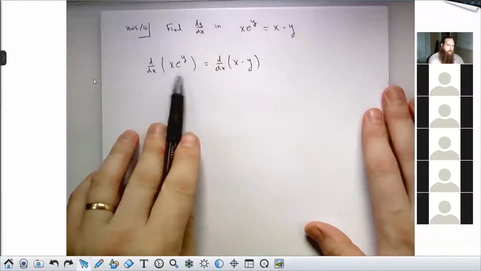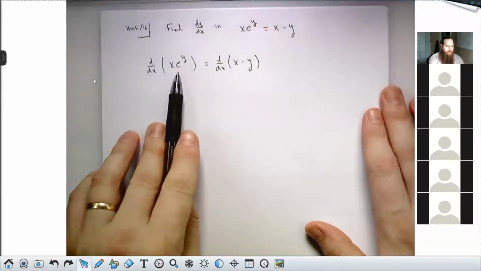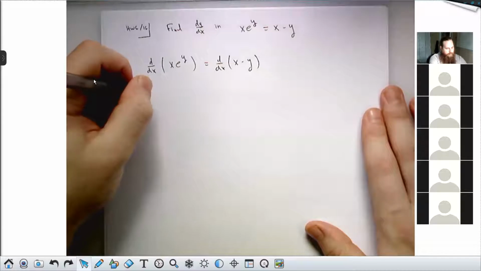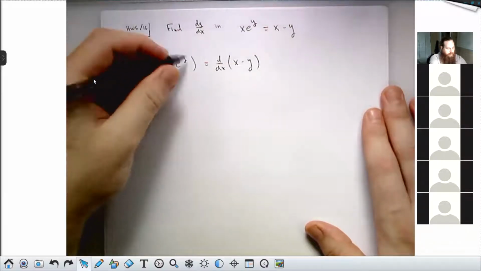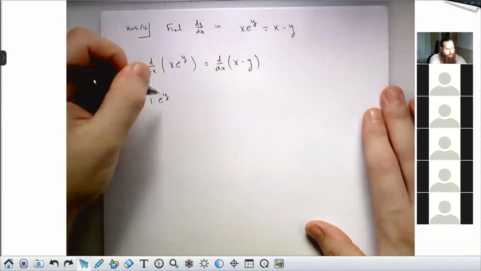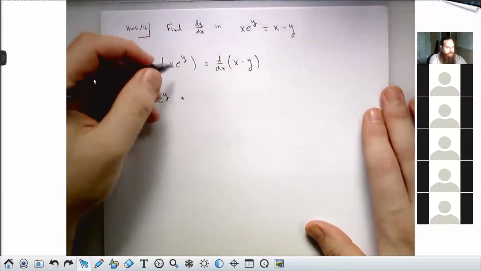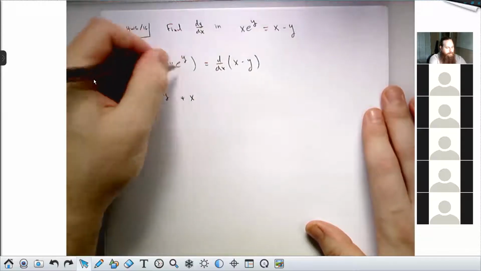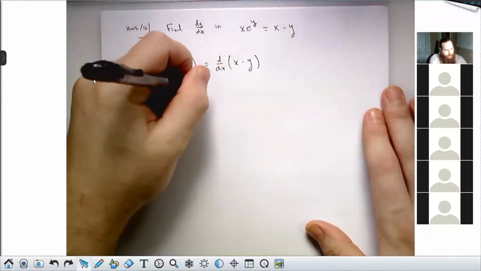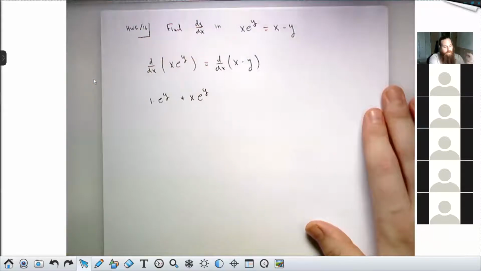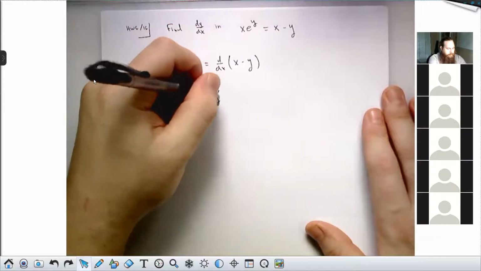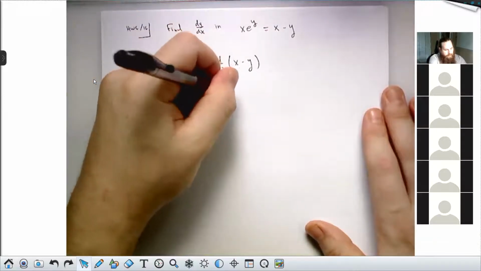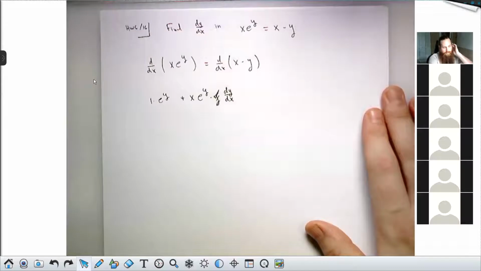On the left-hand side here, I'm going to need the product rule because x times y is clearly a product. So first I differentiate the x, that's 1, and I leave the e to the y alone. Then I add to that the x left alone times the derivative of e to the y. E to the y differentiates to e to the y times y prime, or if we're using the Leibniz notation, times dy dx.